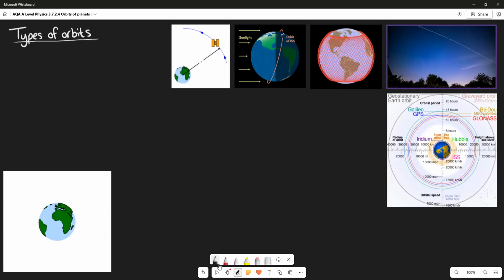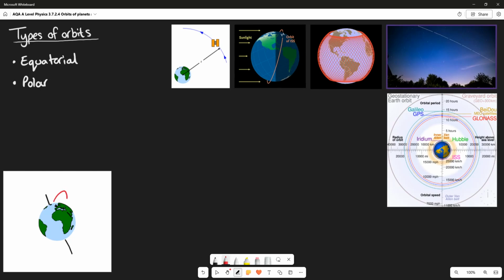Let's now look at different types of orbits. Here is a picture of the Earth, and here is the axis of rotation, which is inclined. We have orbits that go across the equator, which are called equatorial orbits. We have orbits that go directly over the poles, which are called polar orbits.